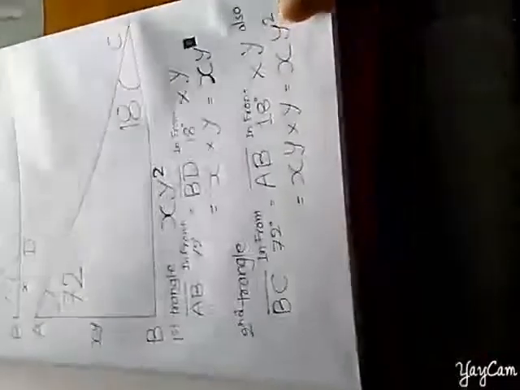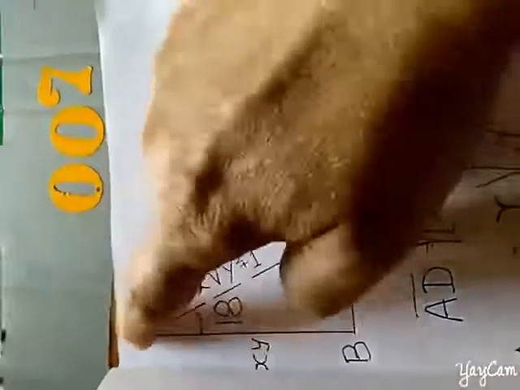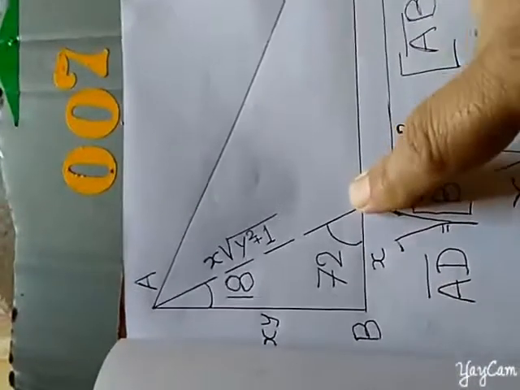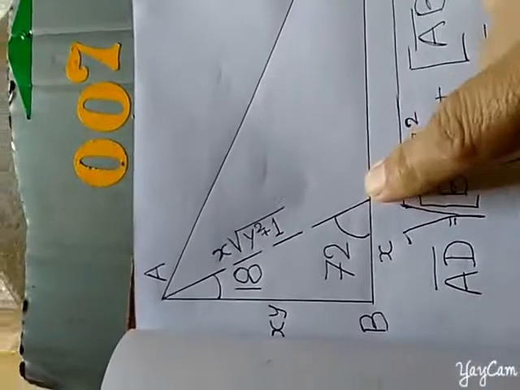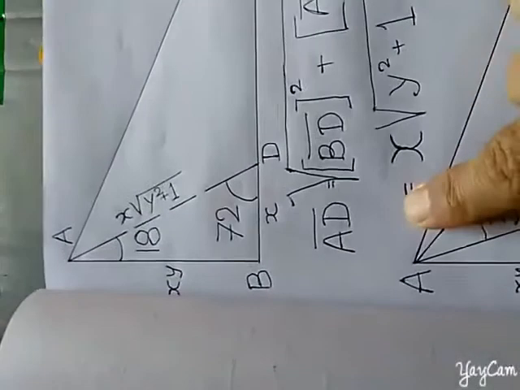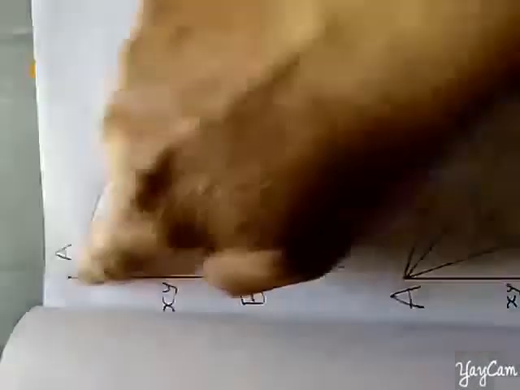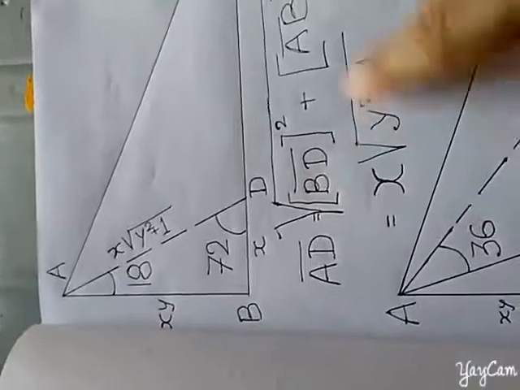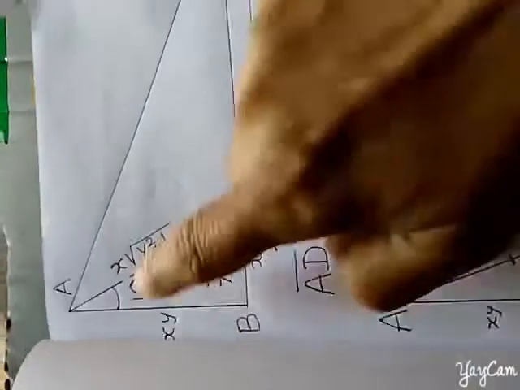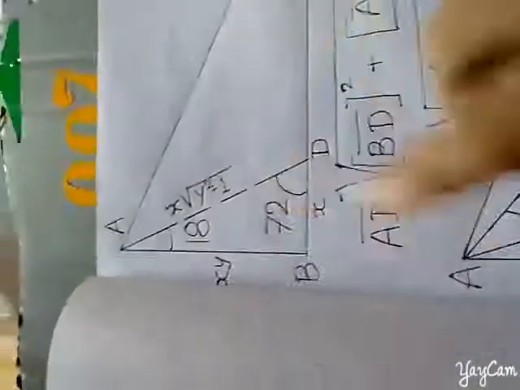Then we take the measurement of AD by the Pythagoras theorem. AD is equal to x times the square root of y squared plus 1.